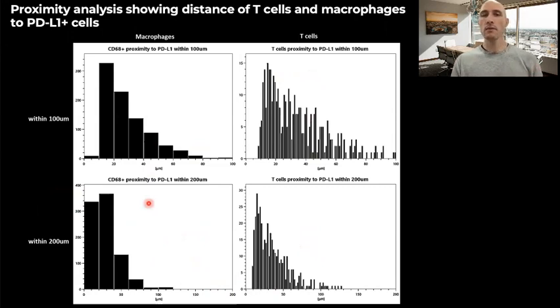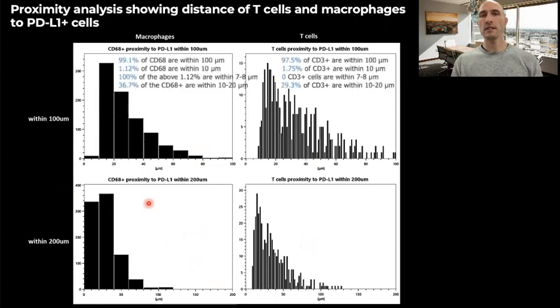But let's see what happens when you zoom into this data. And this is very important. When you zoom into your data, and I think this is very interesting, you have these results in here. Let me walk through this result very briefly. So we found that 99.1% of CD68 are within 100 microns.